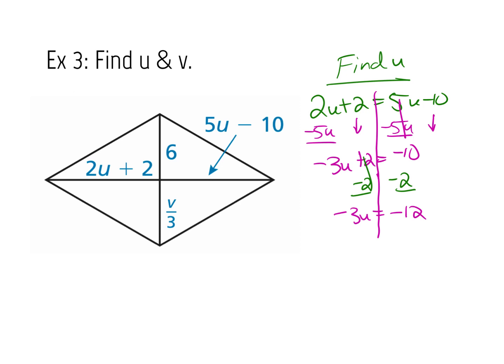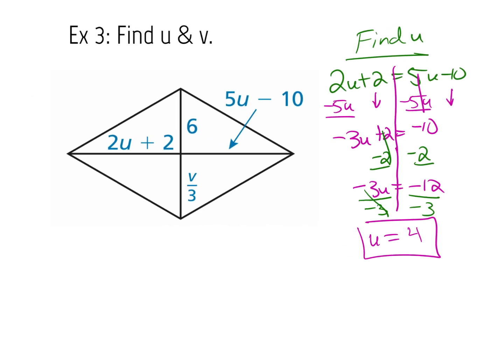So, Angel, what's my last step here? Divide by negative 3. And what does that give me? So u equals 4. All right, guys. Now we need to find v.